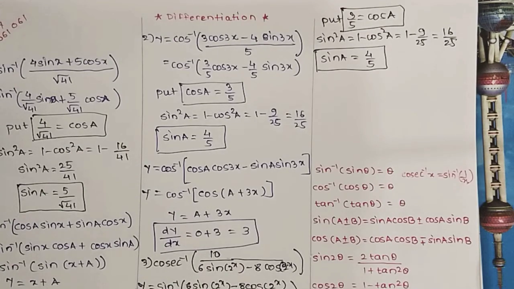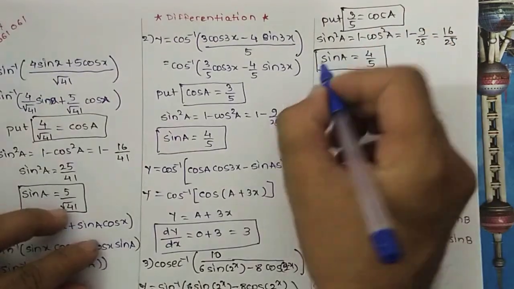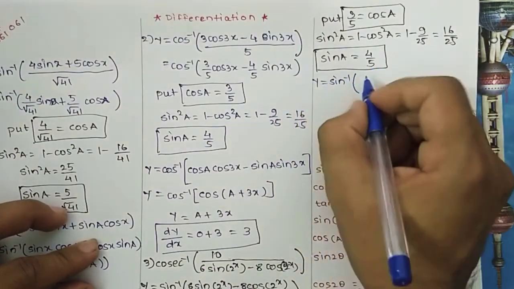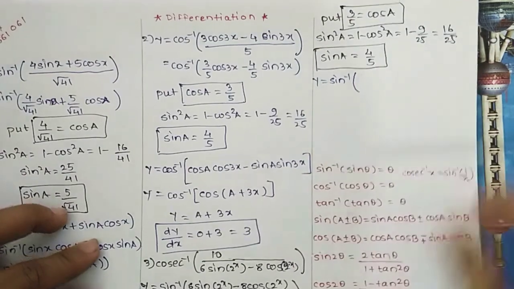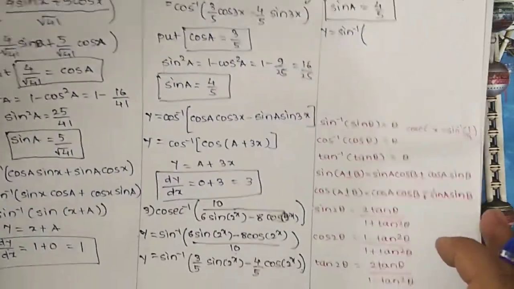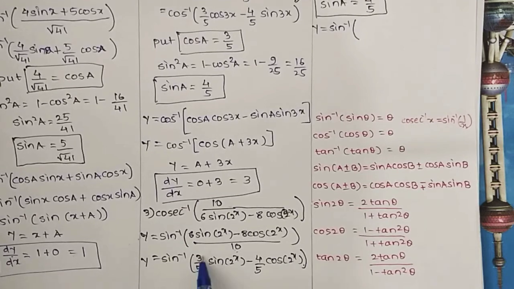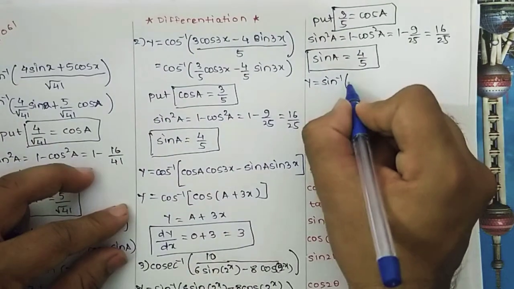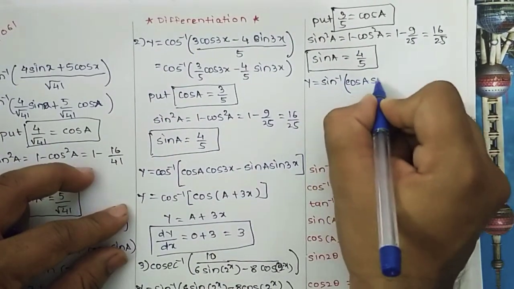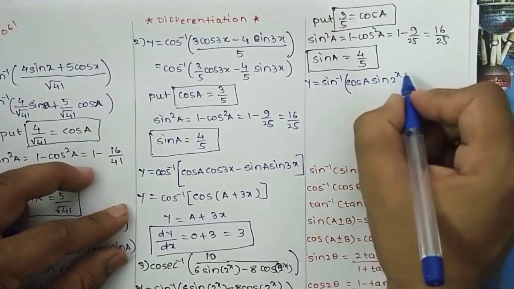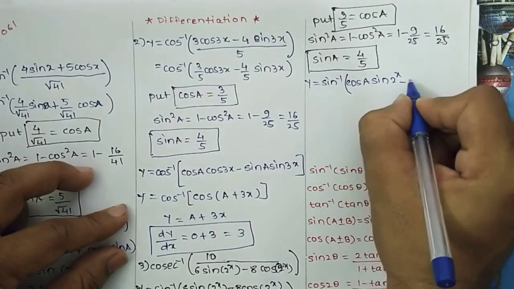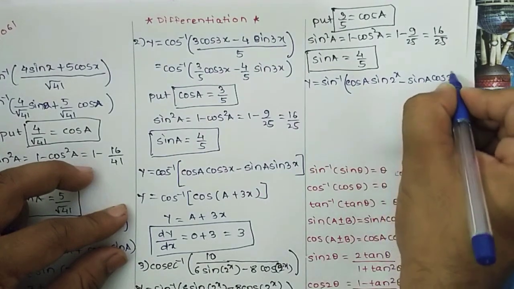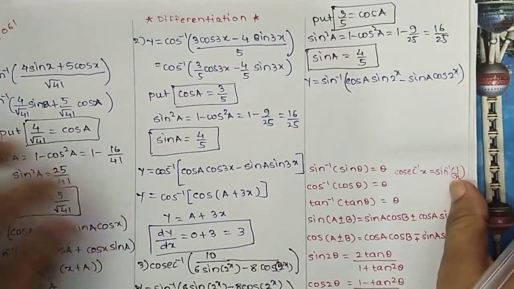Let's put it in y. So we must have got y as, you can just have a look, sin inverse was as it is. The term over here, 3 by 5, is simply replaced by cos A. So this becomes cos A sin 2 raised to x, minus sin A cos of 2 raised to x. This is what we are getting right now.